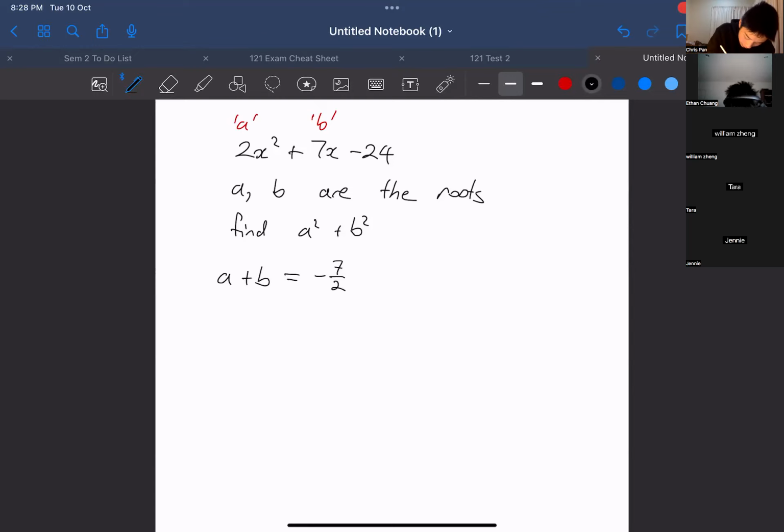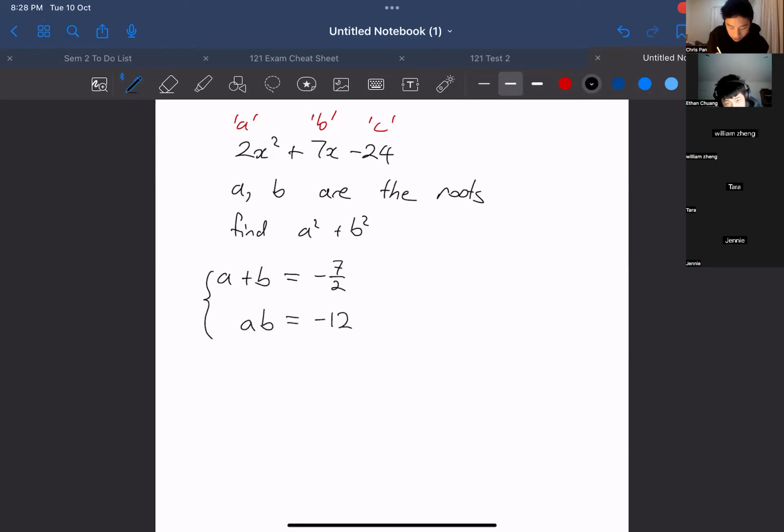And we have a times b equal to c over a, which is negative 24 over 2, which is just negative 12. So we have our system of equations there.